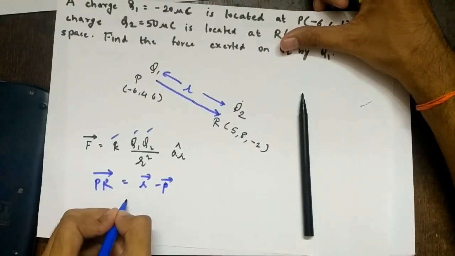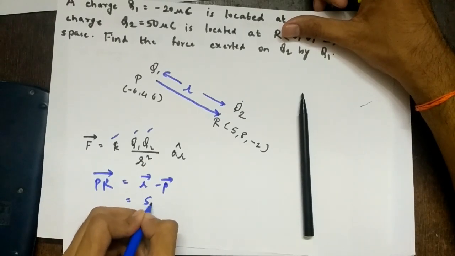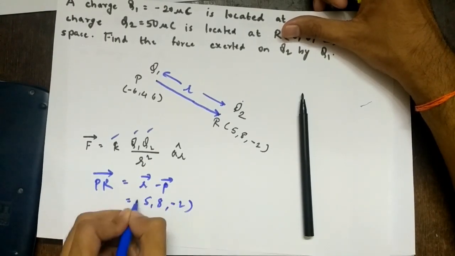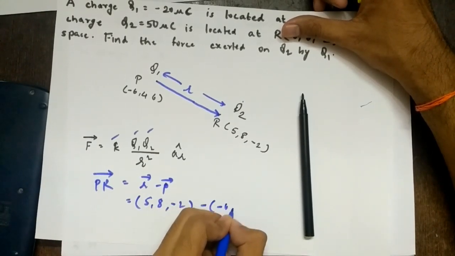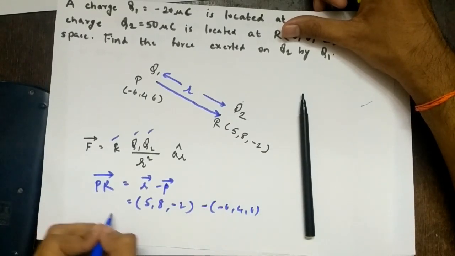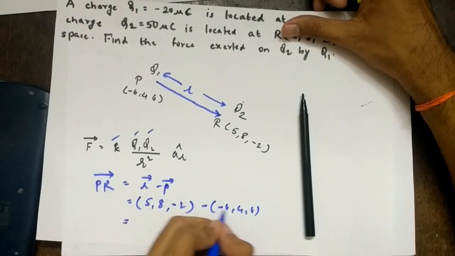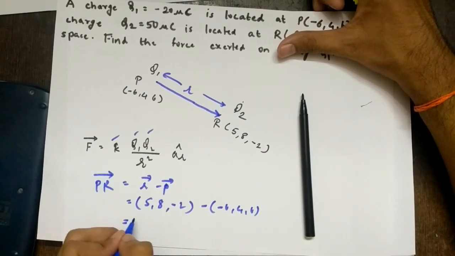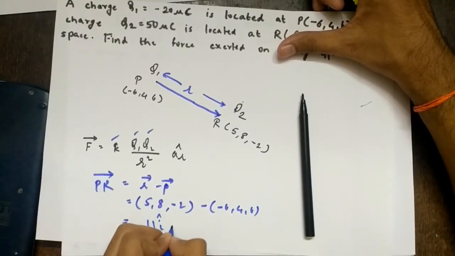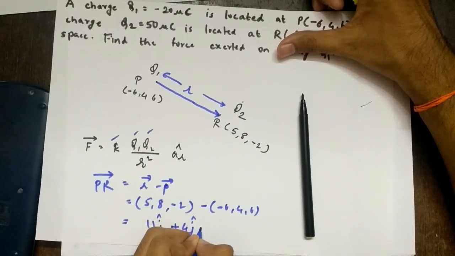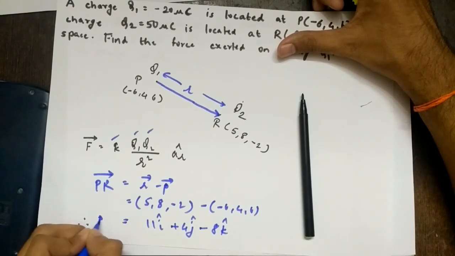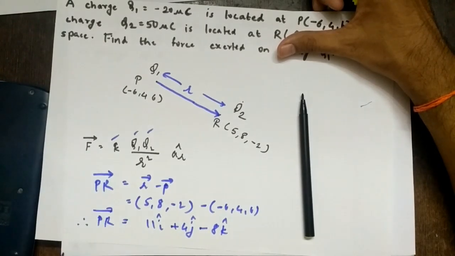So what is the R vector? We can write it in this way also in the exam: (5, 8, minus 2) minus (minus 6, 4, 6). So it will be 5 minus of minus 6, so 5 plus 6, so 11 i cap, plus 8 minus 4, 4 j cap, minus 2 minus 6, minus 8 k cap. So therefore this is the PR vector for us.